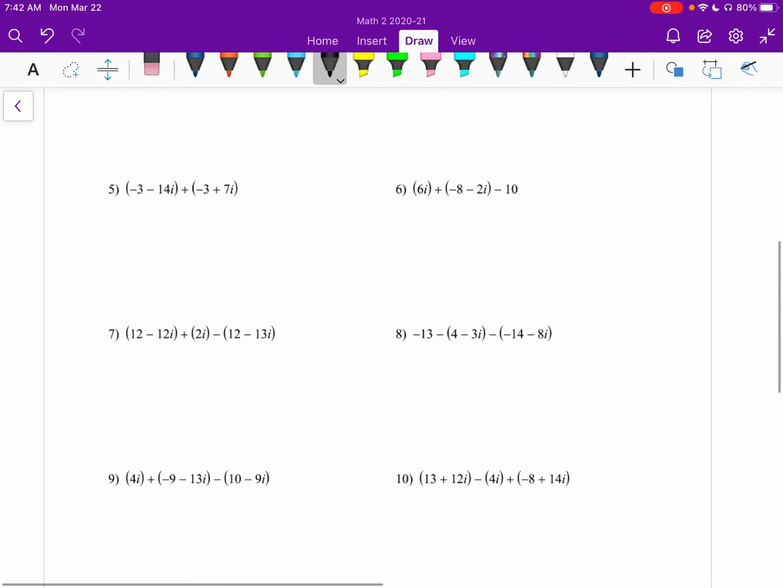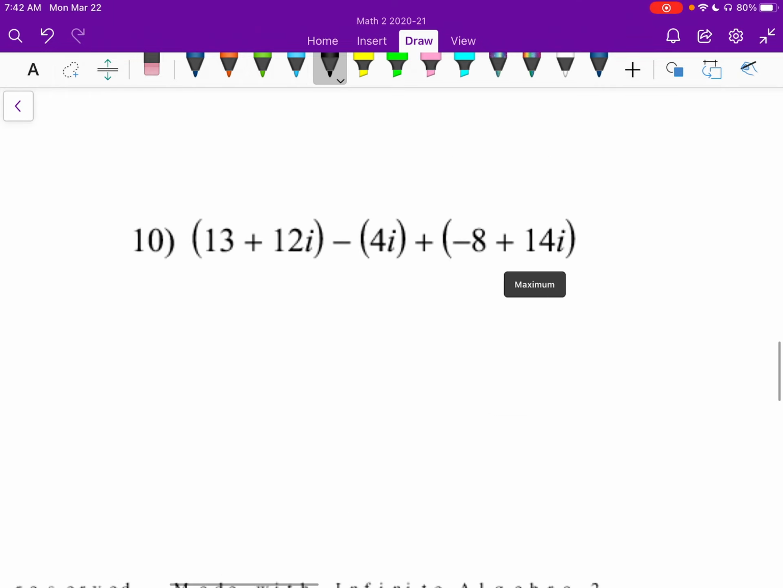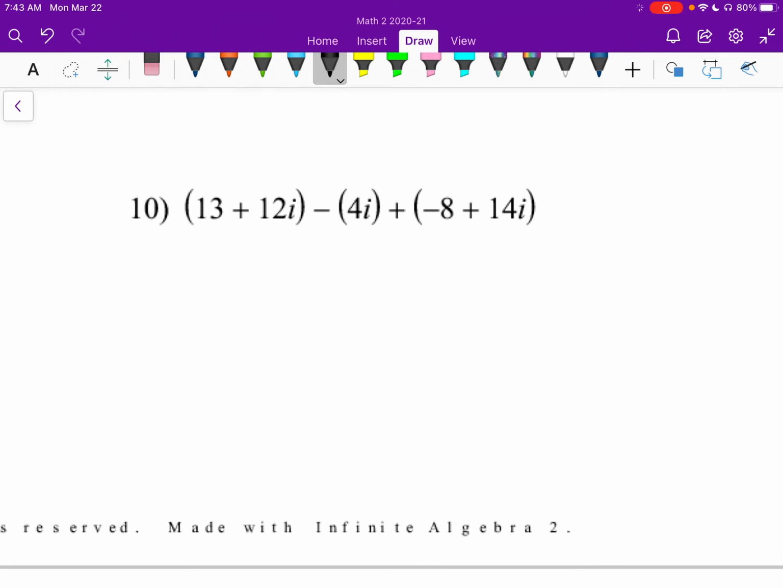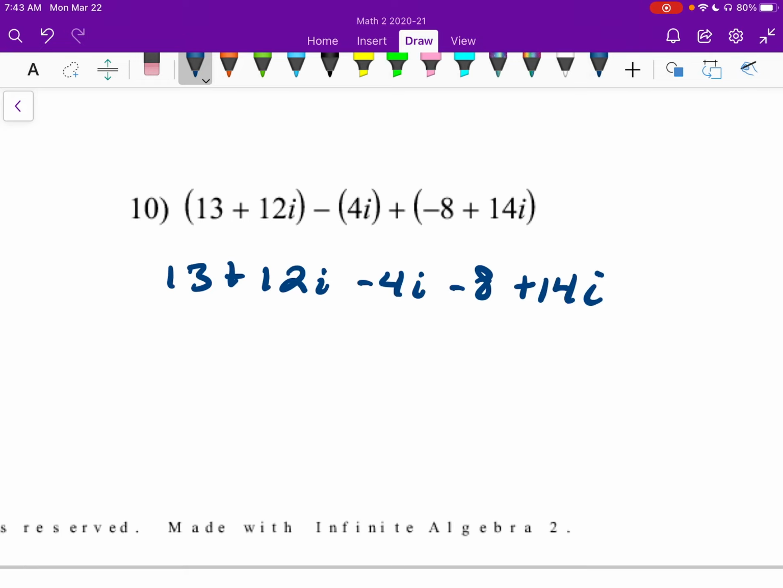All right, let's find another one, maybe a little bit harder. And let's just do number 10. This will be 13 plus 12i minus 4i minus 8 plus 14i. Remember, I do the real part first, so 13 minus 8 will give me, good grief, what is that? 5? Yeah, 5. And I'm going to have 12 minus 4 gives me 8, plus 14 gives me 22. Yeah, plus 22i.